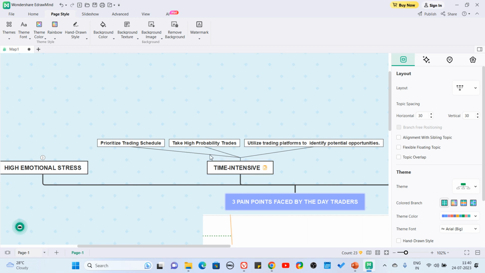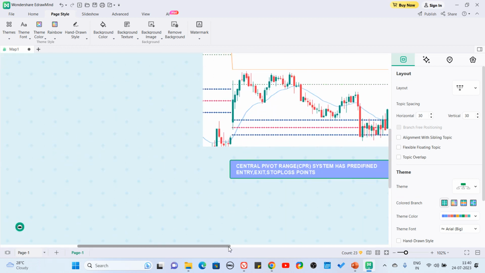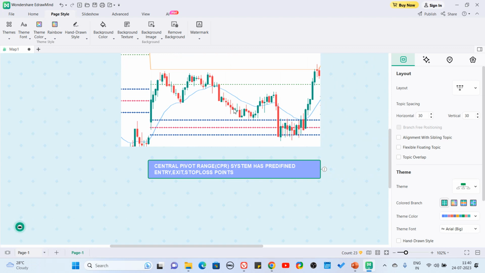Now the second one: how to overcome the pain point of being time intensive, that is, not having time to take the trades properly. The second one is take high probability trades. Now here comes the question, what are high probability trades? I can tell you, entering at the CPR in an uptrend is a high probability trade.